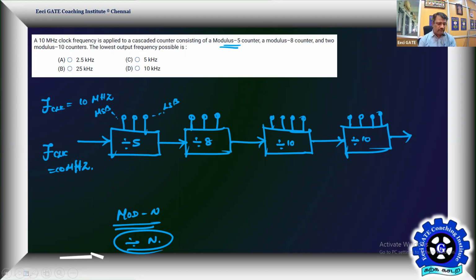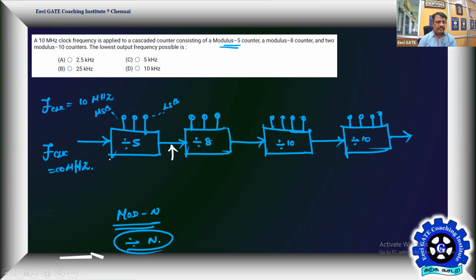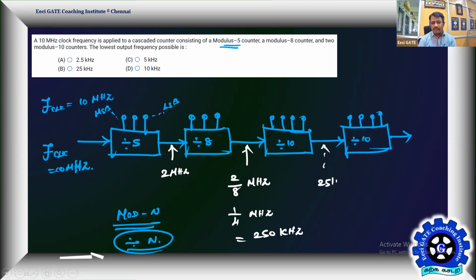So at each stage, you can comfortably find the clock frequency. What will be the clock frequency here? Divide by 5 means it's going to be 2 megahertz. Divided by 8 means 2 by 8 megahertz, that is 1 by 4 megahertz. 1 by 4 megahertz is nothing but 250 kilohertz. Divide by 10 means this frequency will be equal to 25 kilohertz.